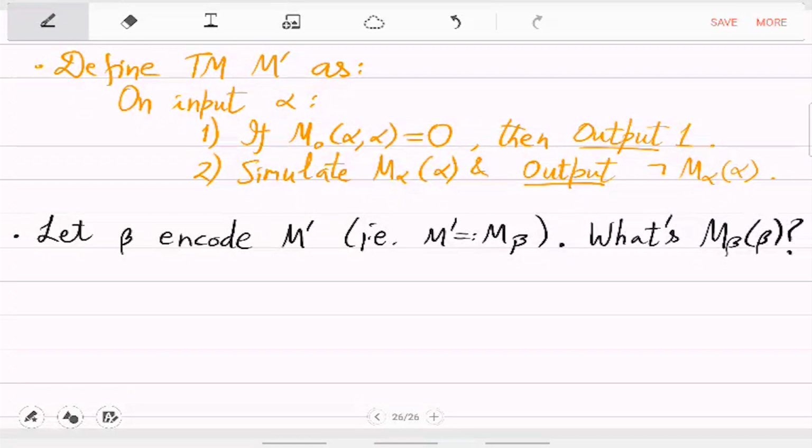Okay, what does this Turing machine beta do on itself? So beta on beta. So, if M beta on beta, now remember that there is no problem in M prime halting, it always halts, right, no matter what input alpha is, it always halts. So maybe I should write that.